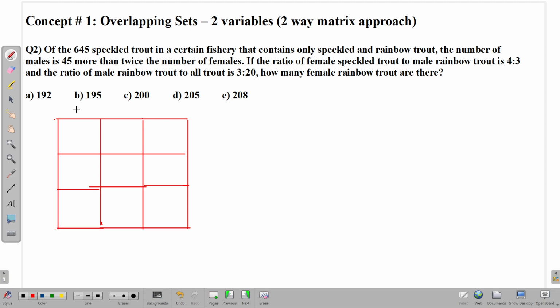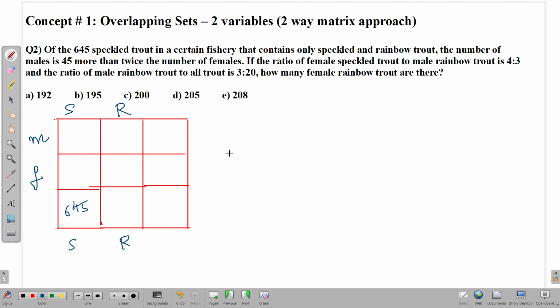So we have speckled here. That's a variable. Okay, let me do it in blue. And this is rainbow. This is speckled total and this is rainbow total, right? And now what do I have? I have males and I have females. Male bar or female bar, whatever you can use it the way you want to. Now I have been given the information that 645 is the total number of speckled trout.